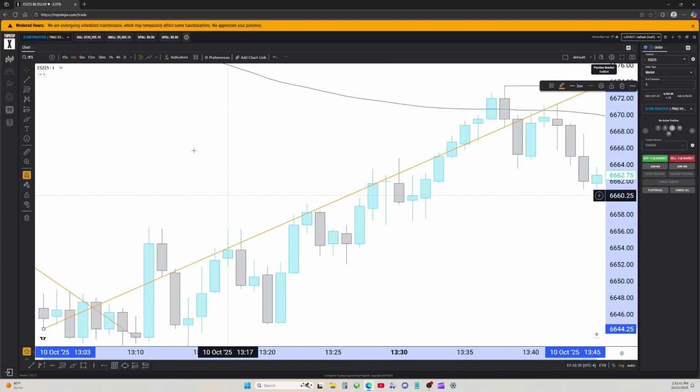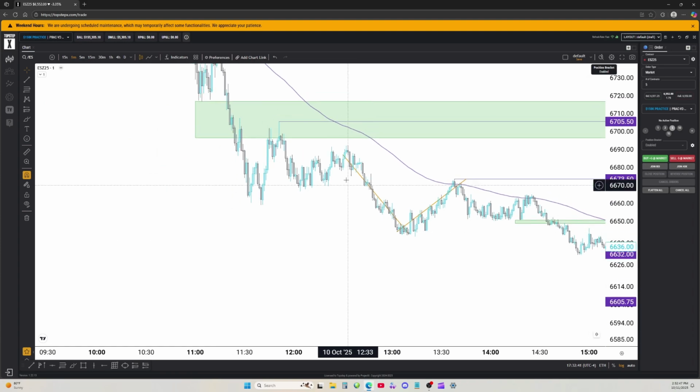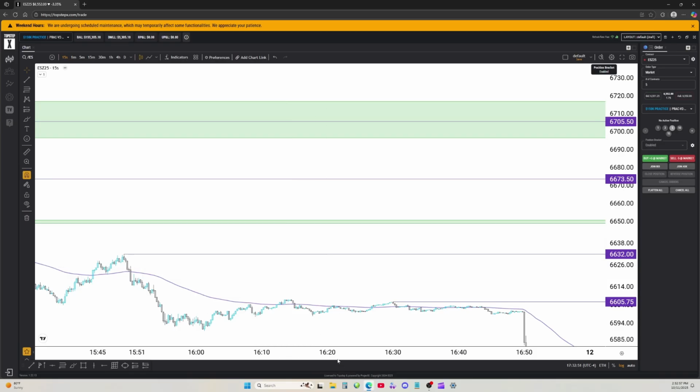Okay. Look at this as you zoom out. Okay. See, there's many trends. On the smaller time frames, there's many trends, and inside those trends are other mini trends.